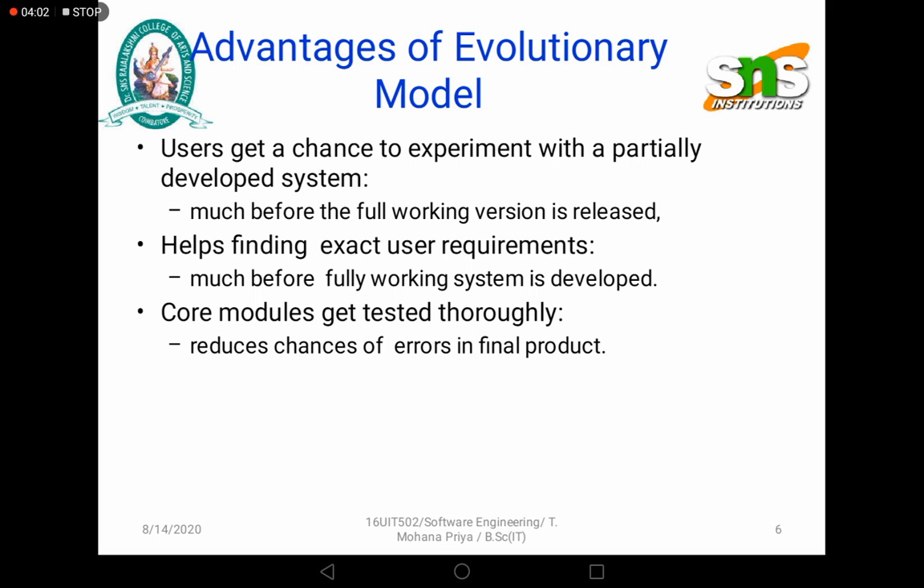What are the advantages of the evolutionary model? Users get a chance to experiment with a partially developed system. The user need not wait a long time to get the actual product; he may use the partial fulfillment of the work. It also helps in finding the exact user requirements much before the fully working system is developed. Core modules get tested thoroughly, so the chances of errors in the final product are reduced.